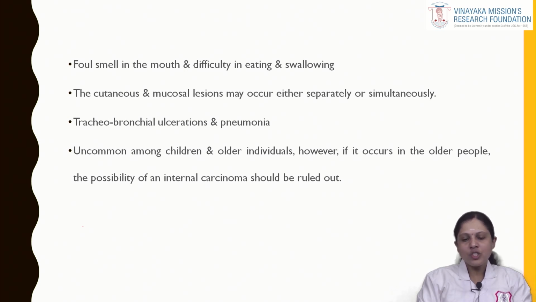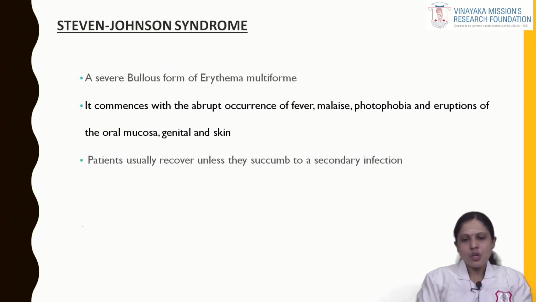It is uncommon in children and older individuals. If it is noted in older individuals, there is increased possibility of internal carcinoma. Stevens-Johnson syndrome, a severe form of erythema multiforme, commences with prodromal symptoms like fever, malaise, photophobia, followed by eruptions of oral mucous membrane and genital and skin areas. Patient usually recovers unless they are involved with any secondary infections.